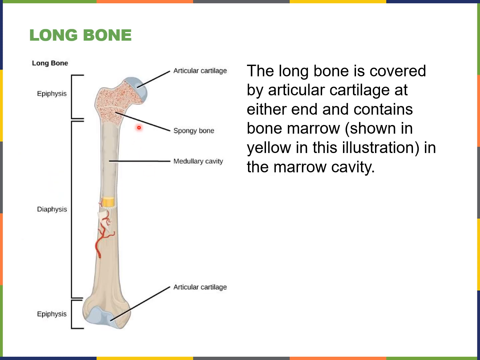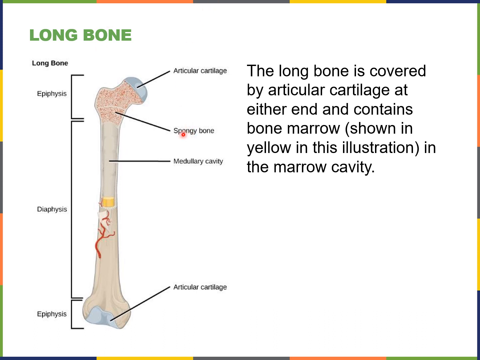Going into a bit more detail on the long bone here, again, this is mostly our upper and lower limbs, but we have the epiphysis here, the diaphysis here, and the epiphysis on the bottom end. So the epiphysis is the wider section at each end, and it's got more of the spongy bone and the articular cartilage, and it contains the bone marrow as well. And the diaphysis is the shaft that runs along the long bone in between the epiphysis.